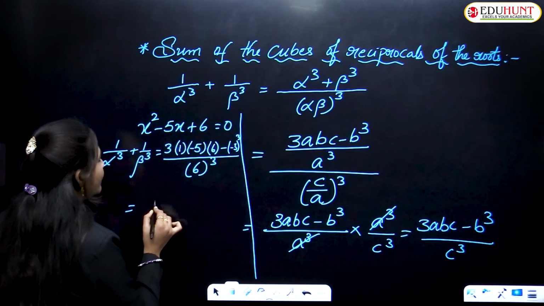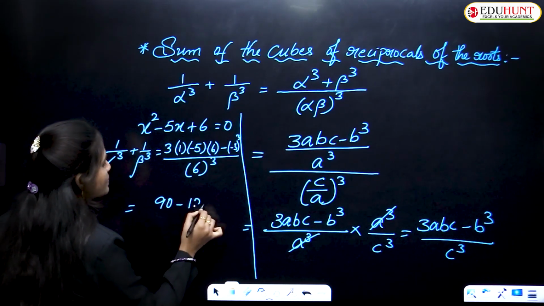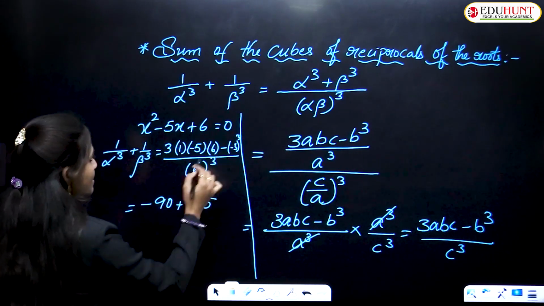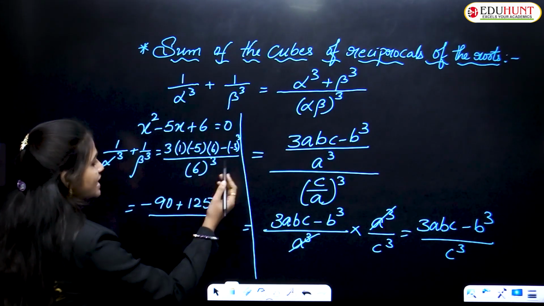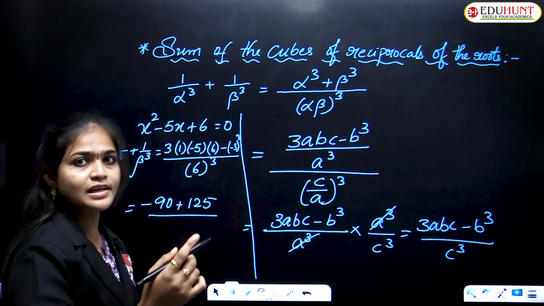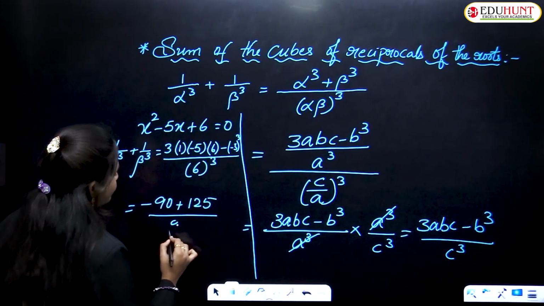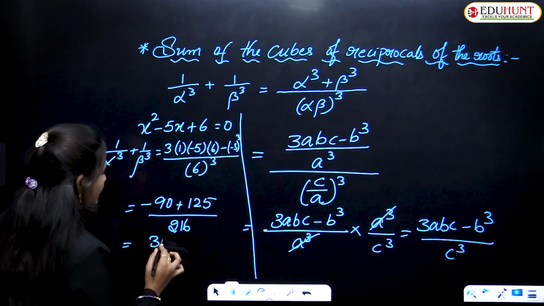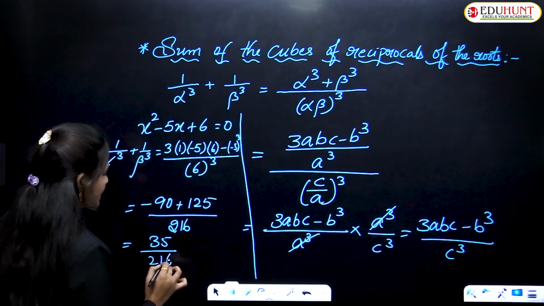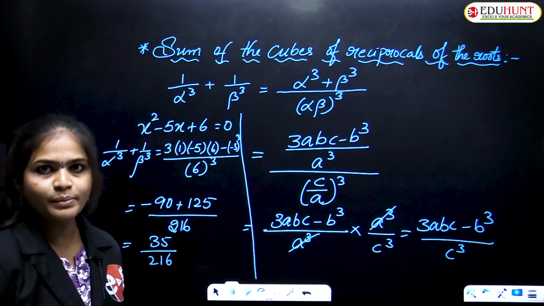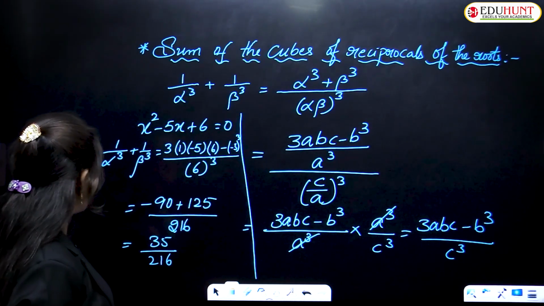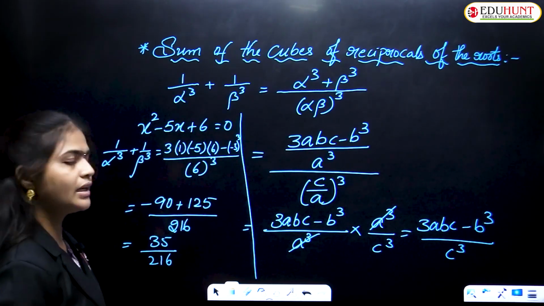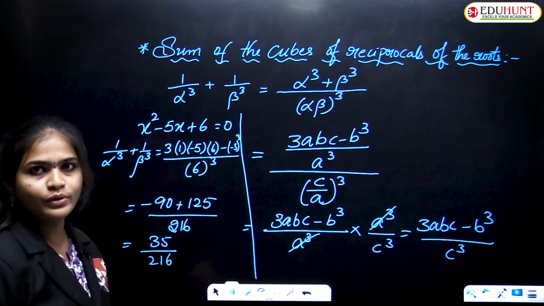So there we got 90 minus 120 plus 125 minus 90. After simplifying this, whole by 6 cube means 6 6s 36, 36 into 6 is equal to 216. So which is equals to, here this value is 35 by 216. Will those two be cancelled, ma'am? No. By 7 table also not possible, 5 table also not possible. So that is the value, 35 by 216.